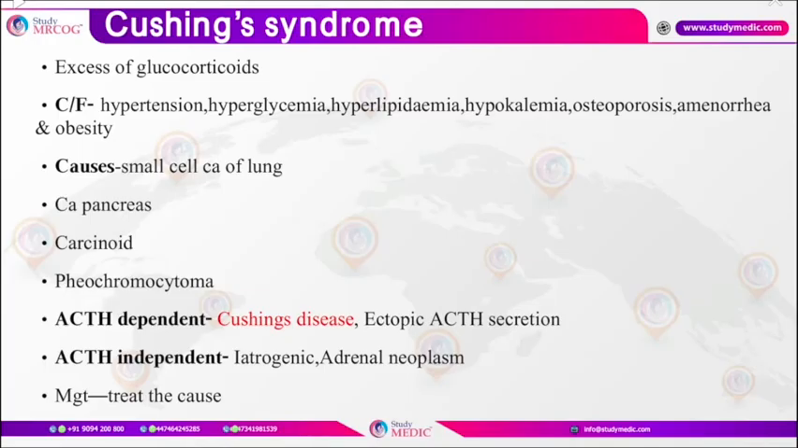What could be the causes? Small cell carcinoma of the lung, carcinoma of the pancreas, carcinoids, pheochromocytoma, and there are ACTH-dependent and ACTH-independent conditions. When it is an ACTH-dependent condition, it is considered Cushing disease. ACTH-dependent could also be because of ectopic ACTH production. ACTH-independent is by means of iatrogenic causes or adrenal neoplasia. The management is that whatever the cause, whether it is small cell carcinoma of the lung, carcinoma, or pheochromocytoma, you have to treat the cause.